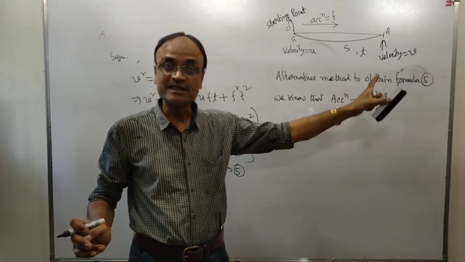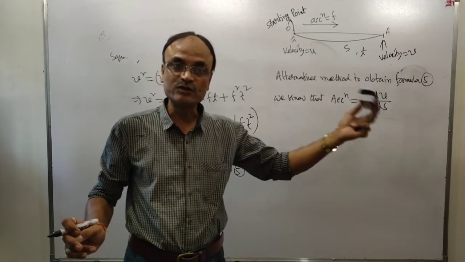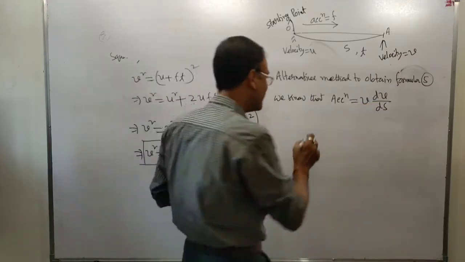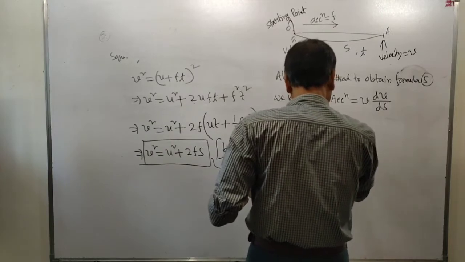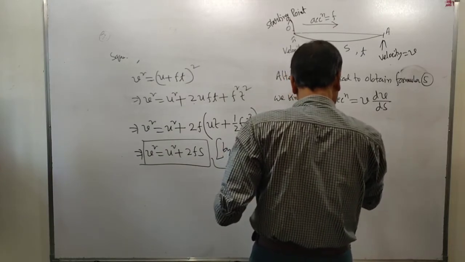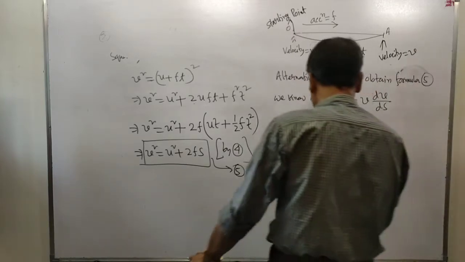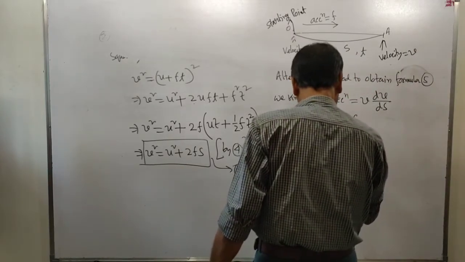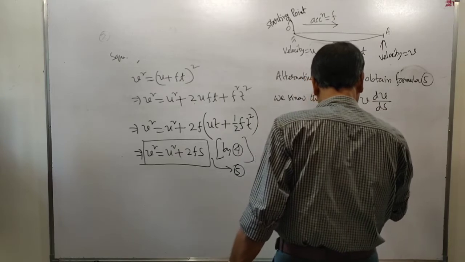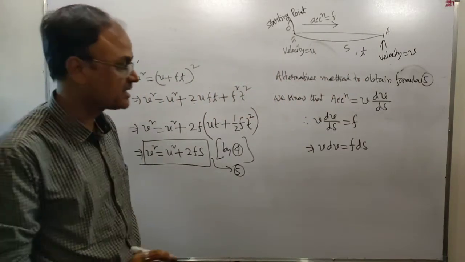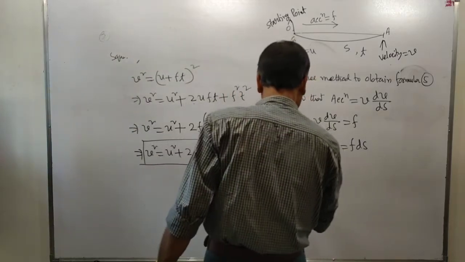Acceleration can be written as dv by dt, as d2s by dt square, and as v dv by ds. Therefore, v dv by ds should be equal to f. This means v dv equal to f ds.